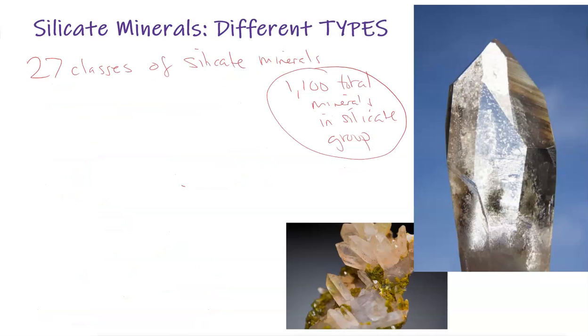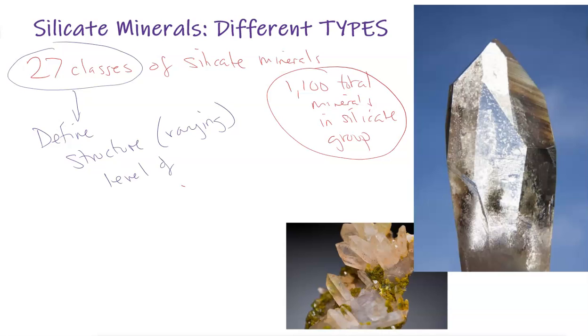So there are different types of silicate minerals. As mentioned before, there are 27 classes of silicate minerals, and in total there are over 1,100 known minerals in the silicate group, which are broken down into these classes. Now these classes are defined or characterized by the varying structure that these minerals can come in, and also the level of bonding, which again denotes the structure and the shape.